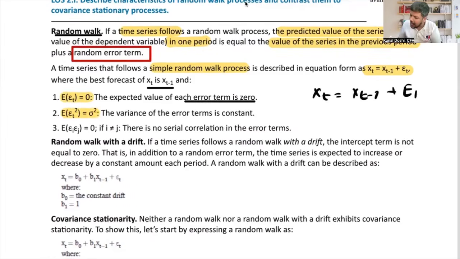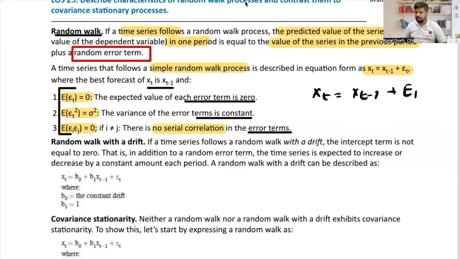The variance of the errors is constant. These are the properties of covariance stationary, right? And the correlation between the errors is 0, meaning there is no serial correlation. These three conditions are the same conditions that you saw for covariance stationary. What are the covariance stationary conditions? Same conditions that you will see here. This means that the value of xt is equal to the previous value plus something, that is the error.